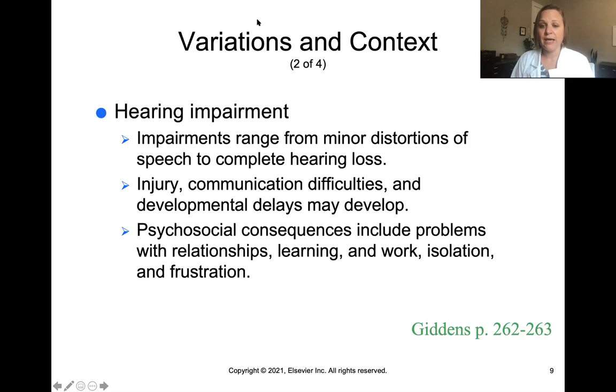Patients can have communication difficulties, both sending messages and receiving them. And again, developmental delays can develop. There are psychosocial consequences for hearing impairments as well, including problems with relationships, learning, work, feeling isolated, and a general frustration at this ongoing challenge with communicating in everyday life.